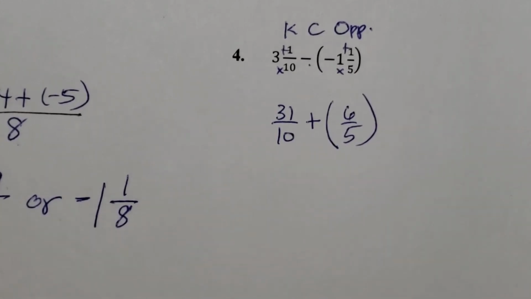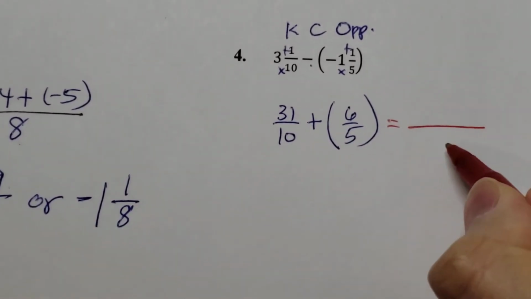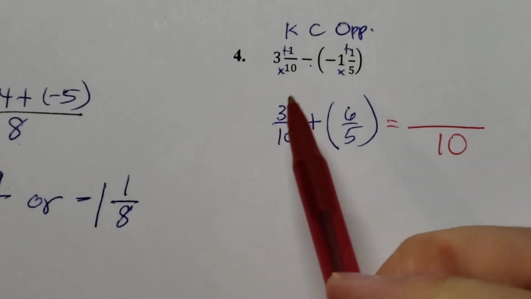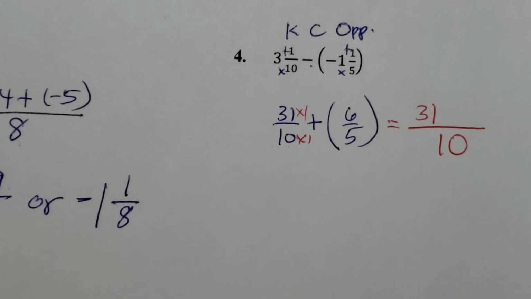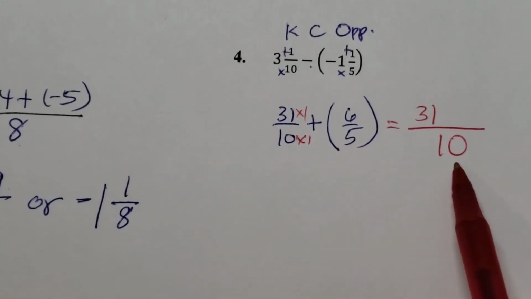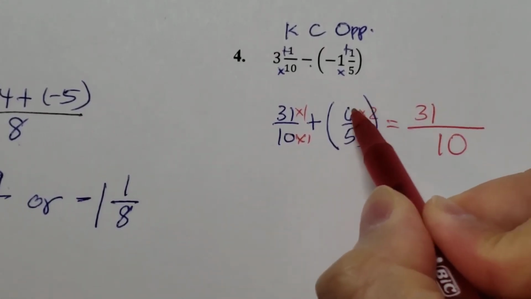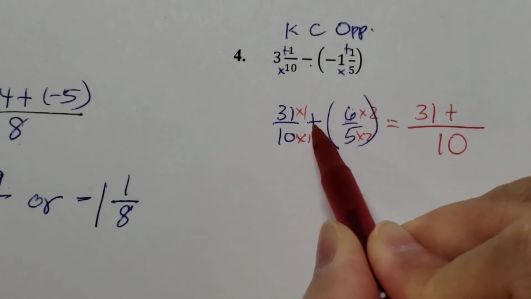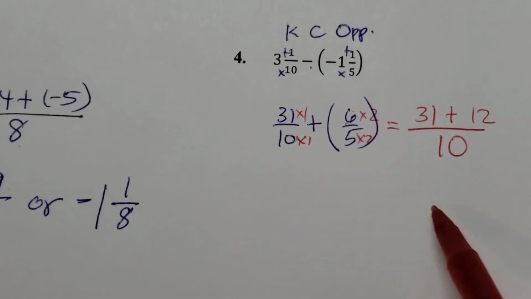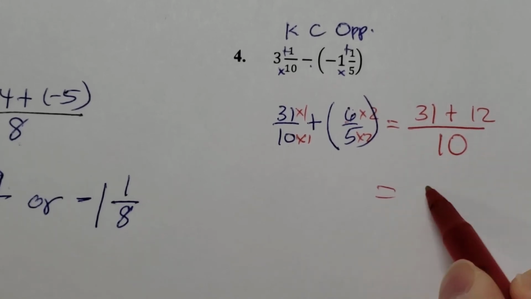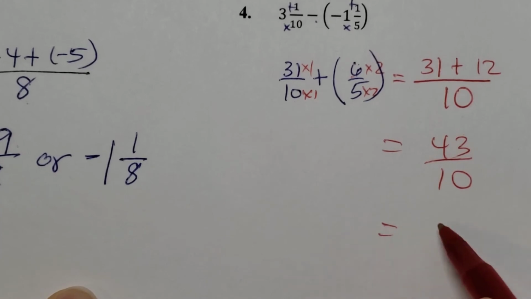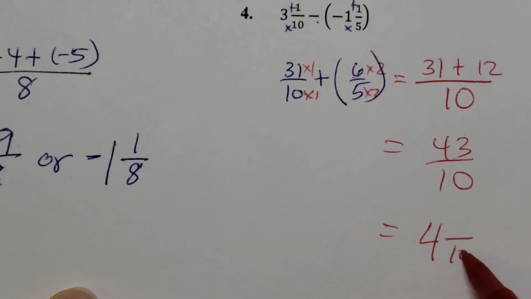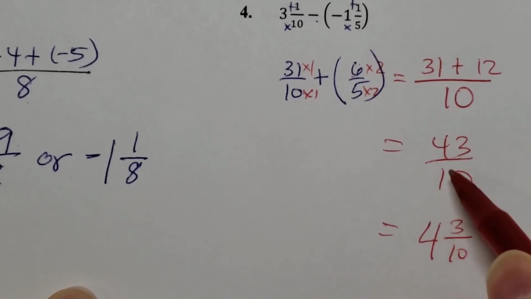Now, the signs are the same, so we just add. What's the common denominator? It's 10. So 10 times something gets you 10. It's positive 1, so that stays the same. Now, 5 times something gets you 10. That's 2. So 6 times 2 is 12. The addition sign, 12. 31 plus 12 gives you 43/10. Or how many 10s are there in 43? That's going to be 4, and then 3 more to make it 43, so 4 and 3 tenths.